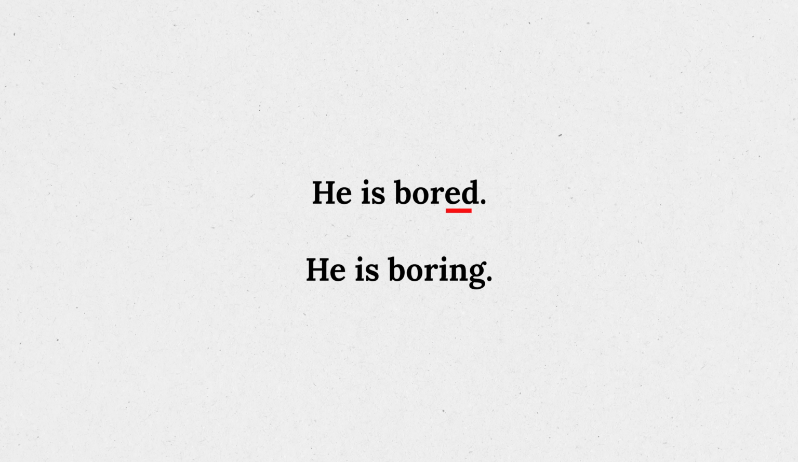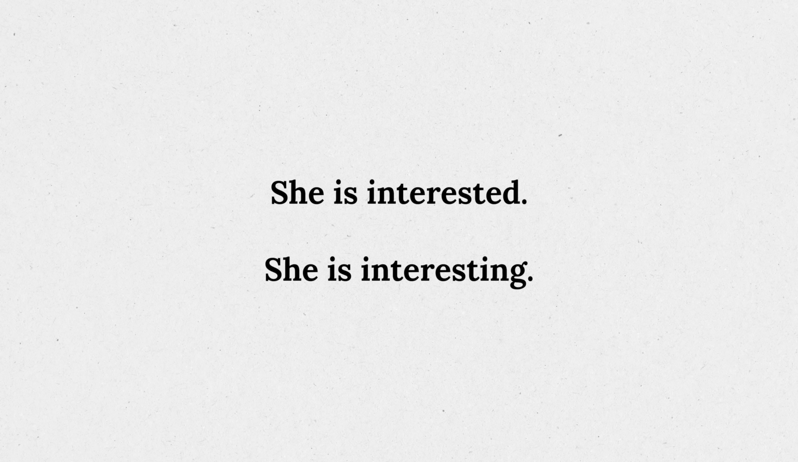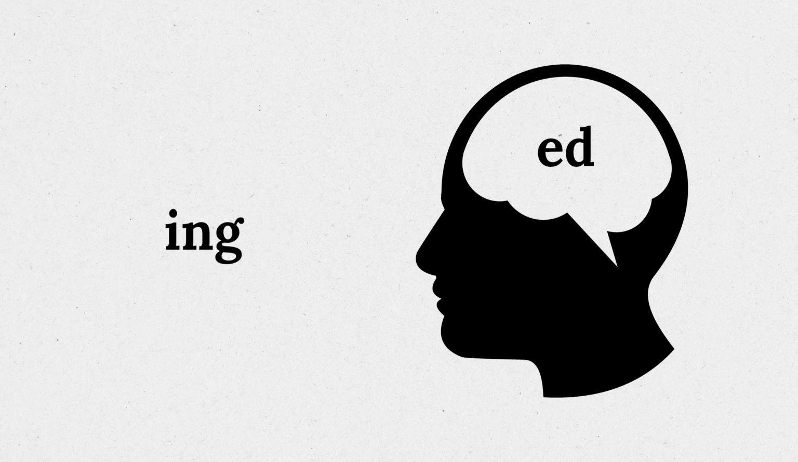Let's start by talking about adjectives. In English, many adjectives have 2 forms, one ending with -ing and the other ending in -ed. For example, he is bored, he is boring, and she is interested, she is interesting. This image quickly explains the difference between the 2 adjectives.